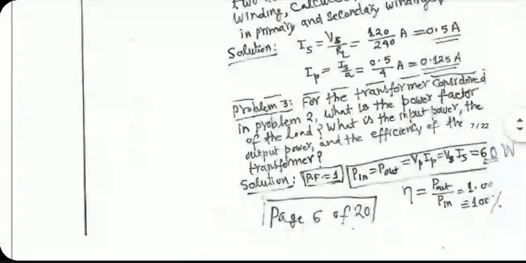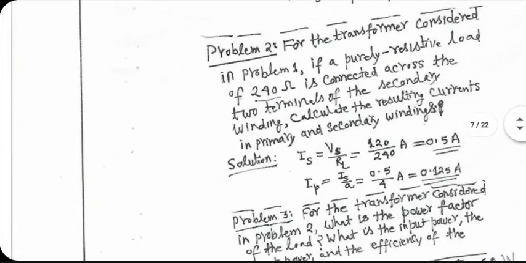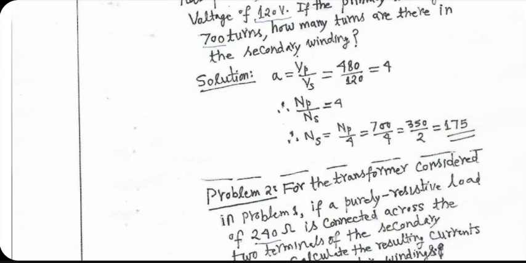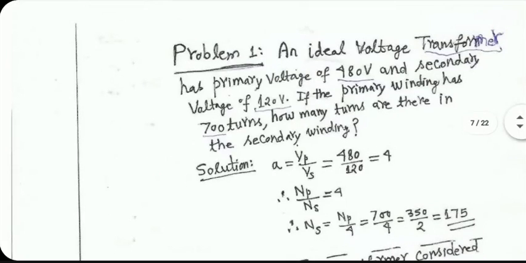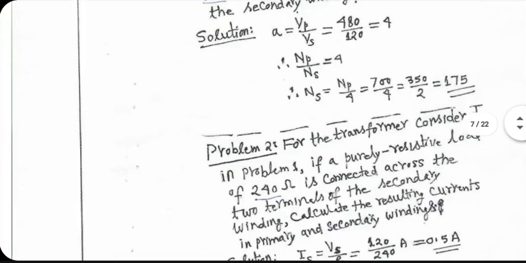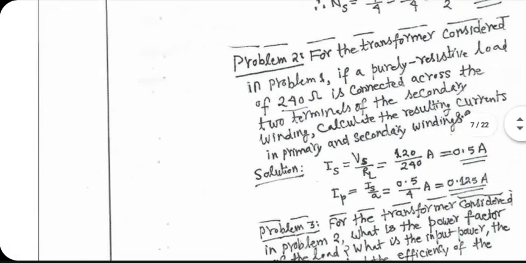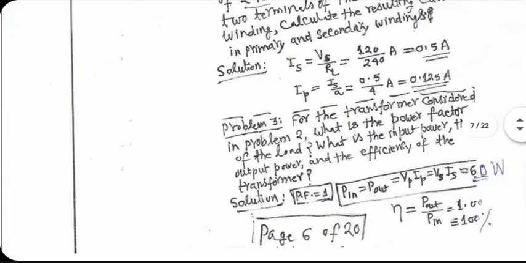Power factor is 1. There's no question about that. Now, it's a lossless case, so efficiency will be 100%. I can see it intuitively. P out and P in will be the same, but how much are they? P input will be IP times VP, and VP is 480 volts, IP is 0.125 ampere. So 480 volts into 0.125 ampere. You should do the calculation, you should get 60 watt.